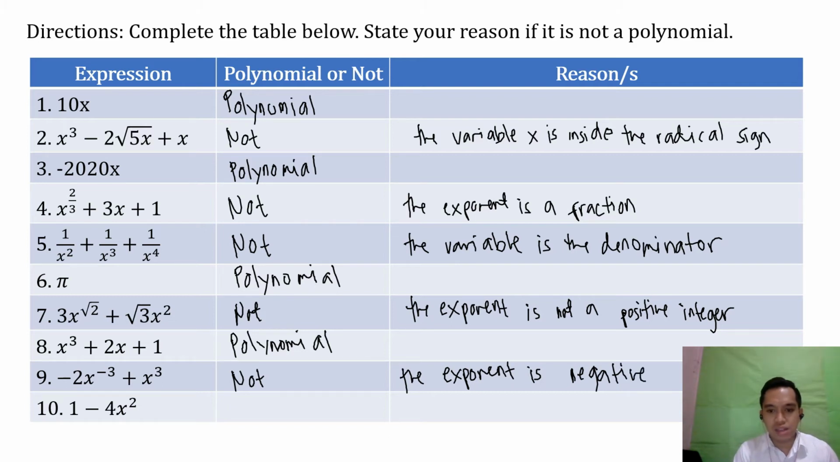Dito naman radical yung ating exponent sa number 7. The exponent is not a positive integer or the exponent is radical. Okay, palitan natin siya. The exponent is a radical number. The exponent here, sa number 7, is a radical number. Okay, radical number siya. So that's why it is not a polynomial.